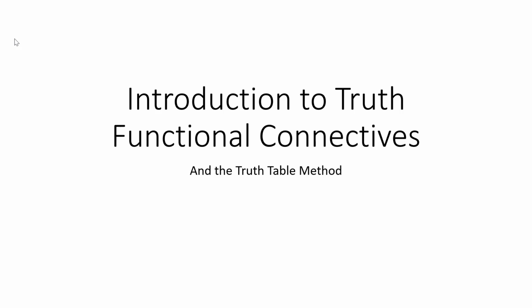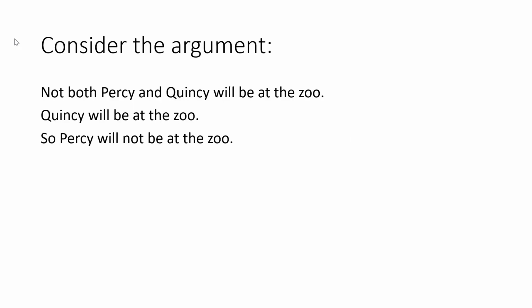This is an introduction to truth functional connectives and a little bit on the truth table method. First, consider this argument. Not both Percy and Quincy will be at the zoo. Another way to say that is Percy and Quincy will not both be at the zoo. Quincy will be at the zoo, therefore Percy will not be at the zoo.